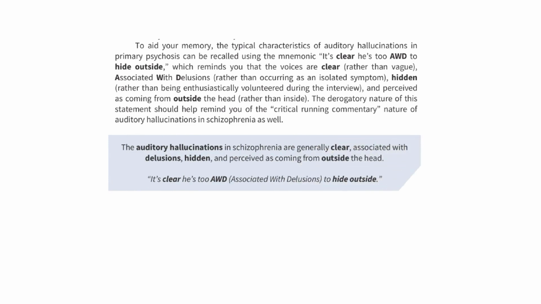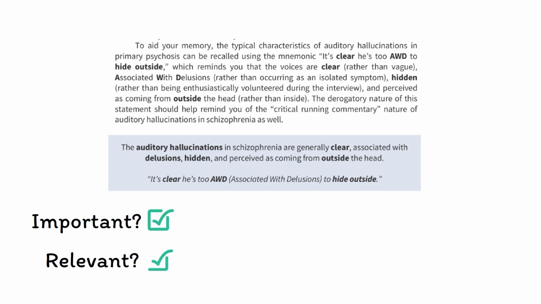For our next examples, let's look at a mnemonic that wasn't so great in a first edition and see how it was improved in the revision. I used the mnemonic, "It's clear he's too odd to hide outside," to highlight the features that are common in auditory hallucinations related to schizophrenia. I'd say this is important information diagnostically and is directly relevant to distinguishing auditory hallucinations in schizophrenia from those seen in other conditions. It also uses the words themselves, so it's fairly associable, as you don't have to worry about forgetting what each letter stands for.